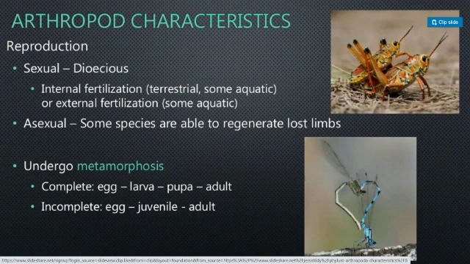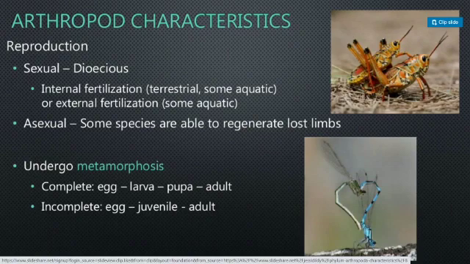Now we will talk about the reproduction of the arthropods. They have sexual reproduction, and they are mostly dioecious. That means they are not hermaphrodite, and sexes are separate in them. Moreover, they have sexual dimorphism, because the male and female can be differentiated on the basis of their different morphological characteristics. Internal fertilization is present in some terrestrial forms and also in some aquatic forms, and external fertilization can also occur in some aquatic forms.